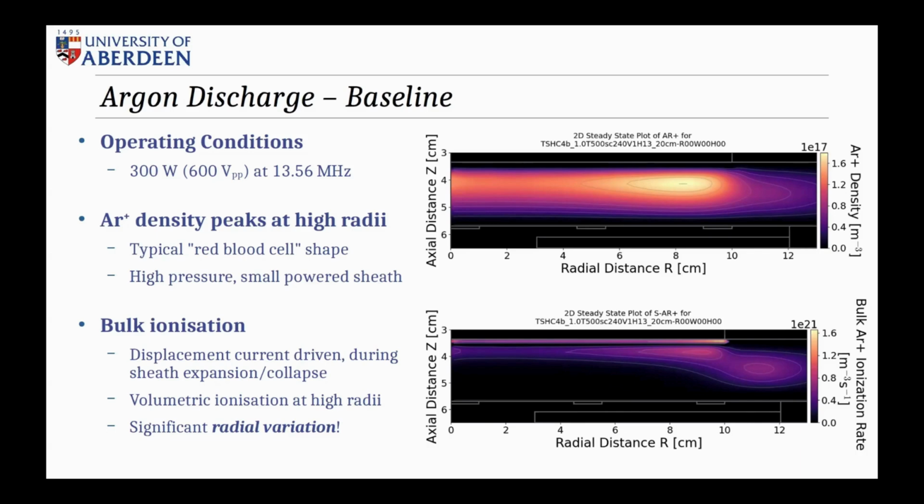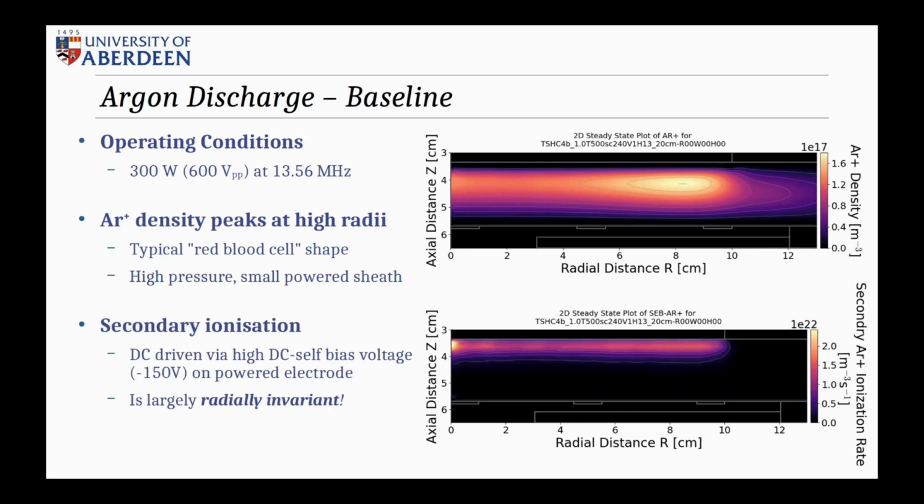This is quite an inhomogeneous setup. You've got a radial variation in your ionization. Now, secondary electrons are being emitted in direct proportion to the argon ions hitting the surface. You can see here the ionization by the secondaries. Ignore the bit in the middle, that's just a numerical flip. But across the surface, you'll agree that's quite a uniform distribution. So you've got a non-uniform bulk ionization, and you've got quite a uniform secondary ionization.